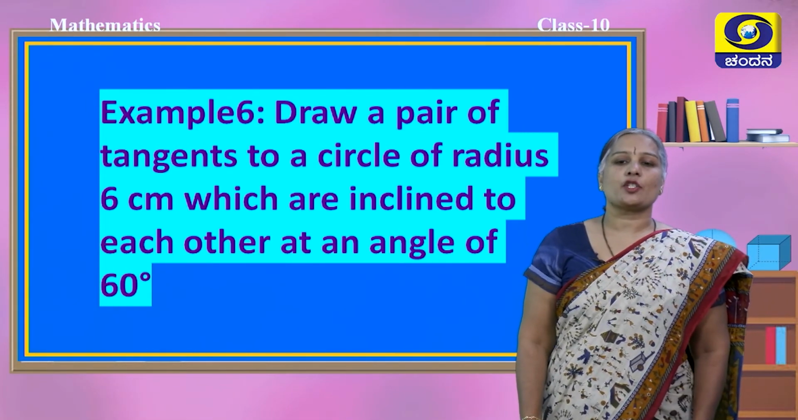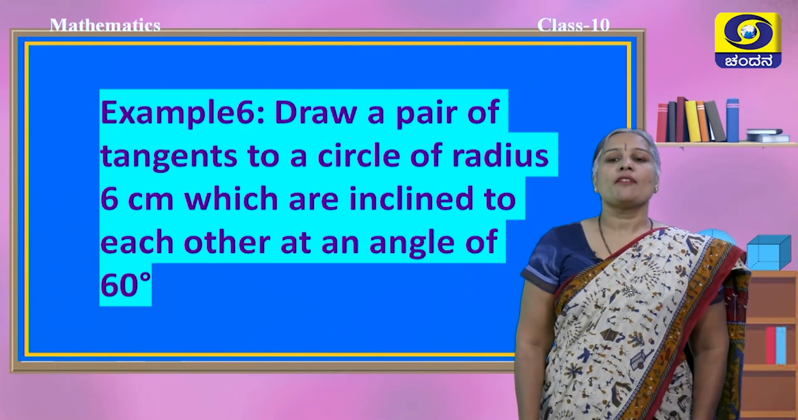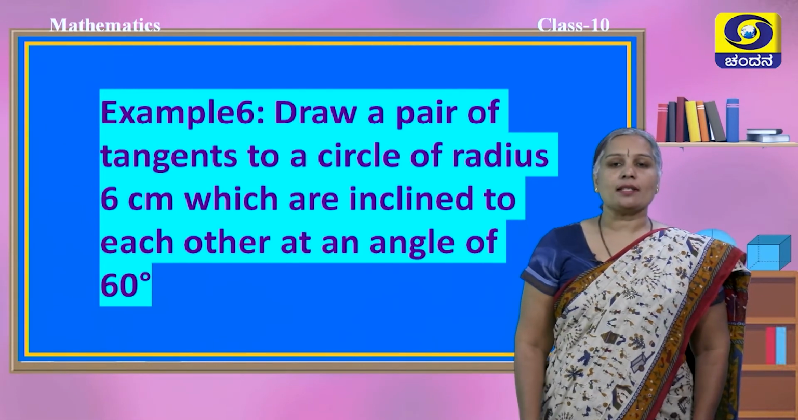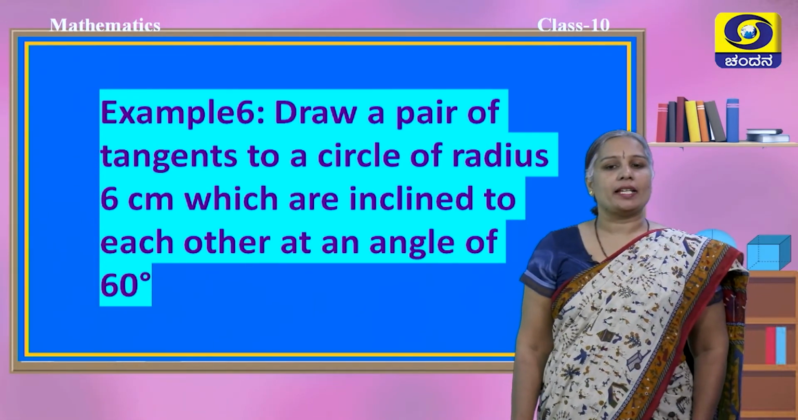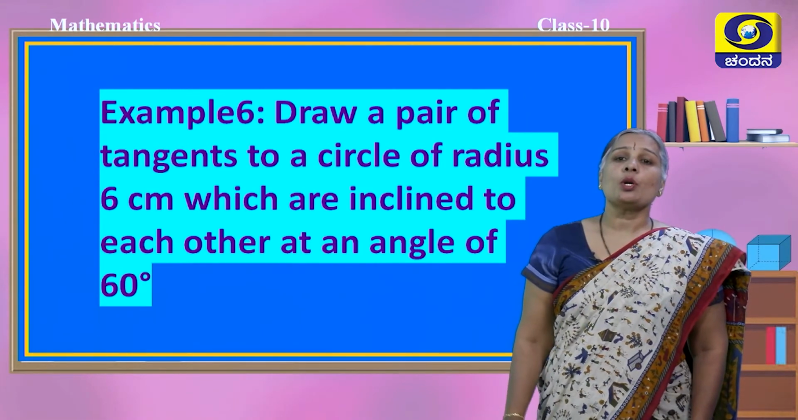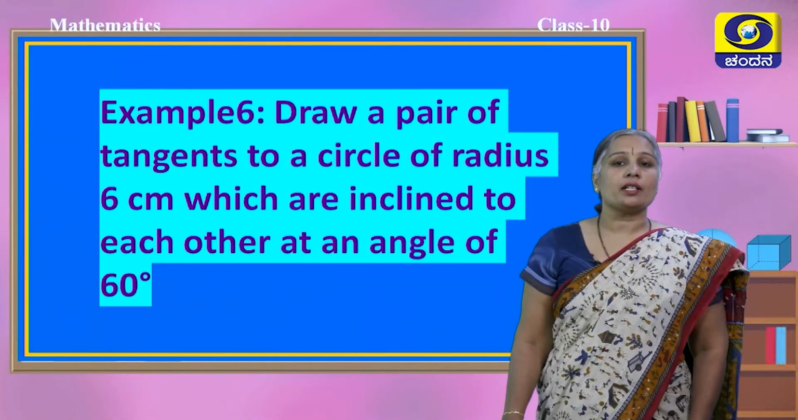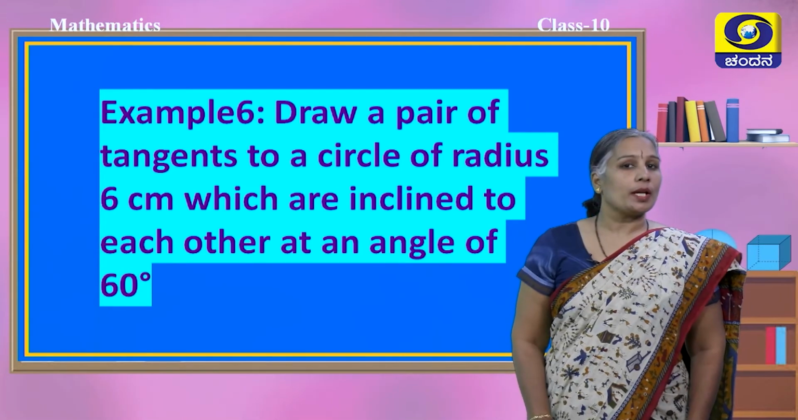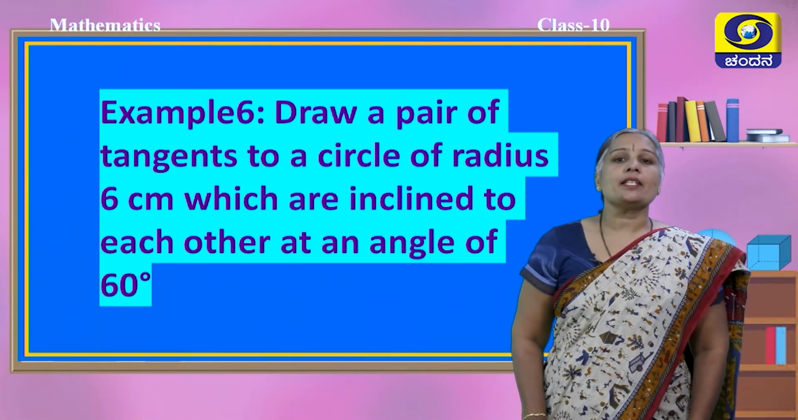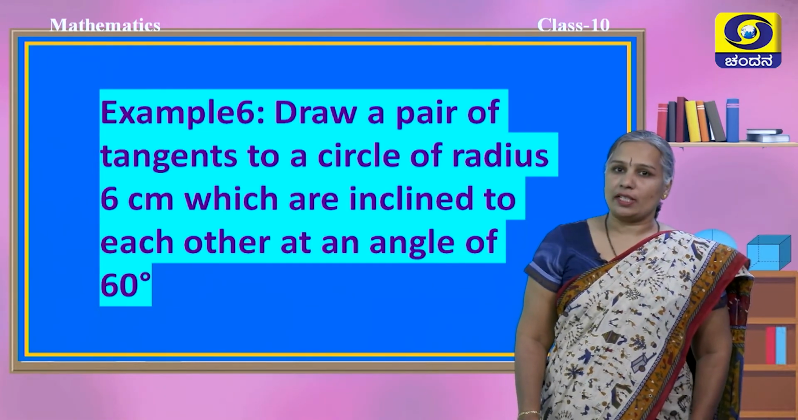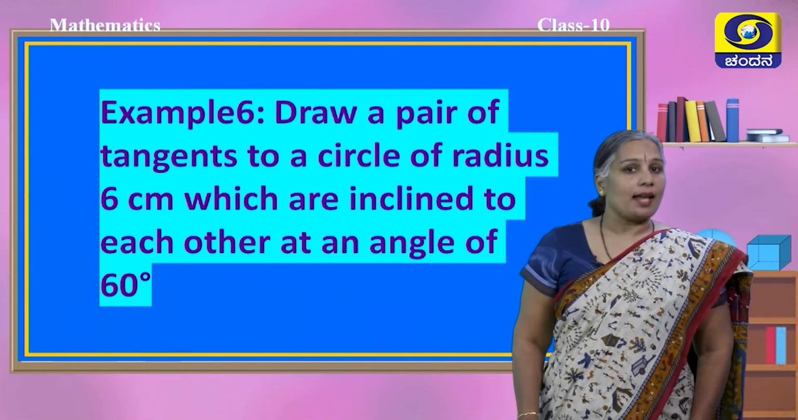Draw a pair of tangents to a circle of radius 6 centimeter, which are inclined to each other at an angle of 60 degree. It means first you have to construct a circle of radius 6 centimeter. Then you have to consider the angle between tangents. As we cannot use the angle between tangents to create tangents, we have to convert this information into the required form of information. That is, by subtracting this 60 degree from 180 degrees, we will get 120 degrees. That will be the angle at center.